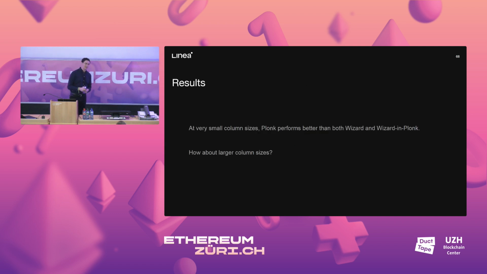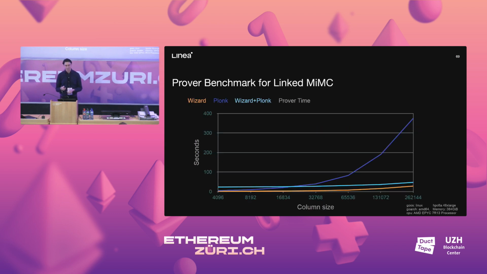So what are the results if I'm trying to compare Plonk, wizard, and wizard in Plonk on this very small thing? At very small column sizes, Plonk performs much better than both wizard and wizard in Plonk. But again, we live in the world of the EVM. So we have huge column sizes, hundreds of millions. What about those? And I have a benchmark for linked MiMC. So we can see the orange is just the code-based thing.